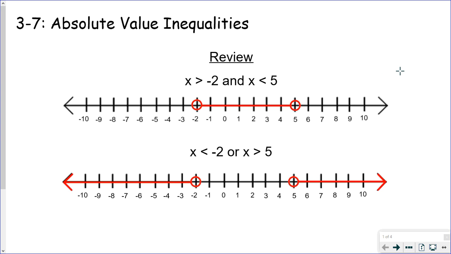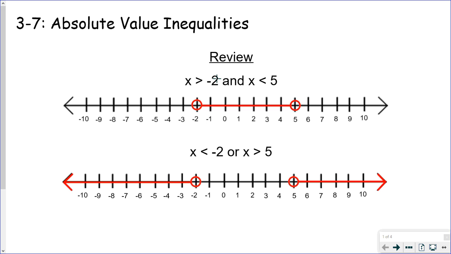This lesson is on inequalities that involve absolute value, and specifically solving inequalities that have an absolute value in them. Now, if you haven't learned how to solve compound inequalities, you should look at that first, because absolute value inequalities are related to compound inequalities. So there's a link in the upper right-hand corner. You can go watch my lesson on that.